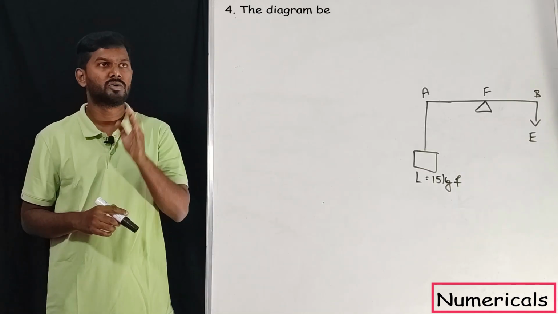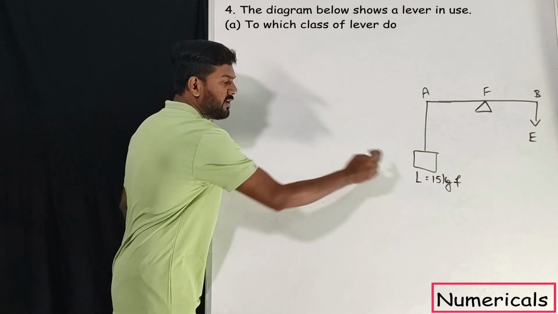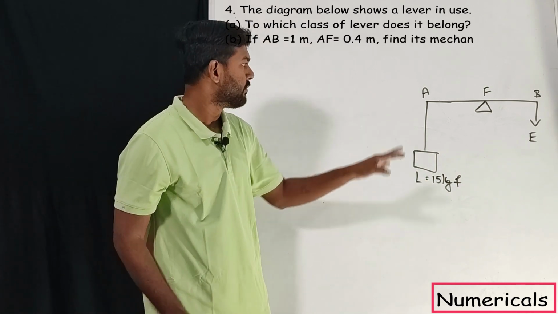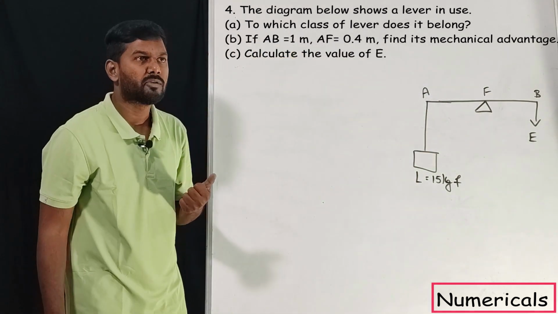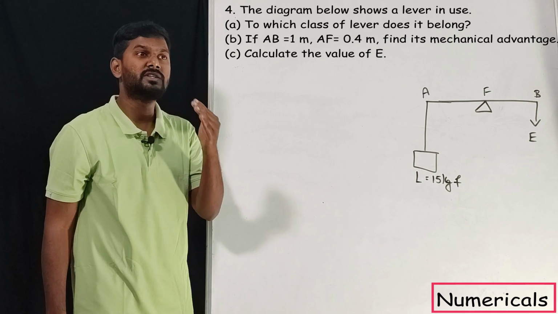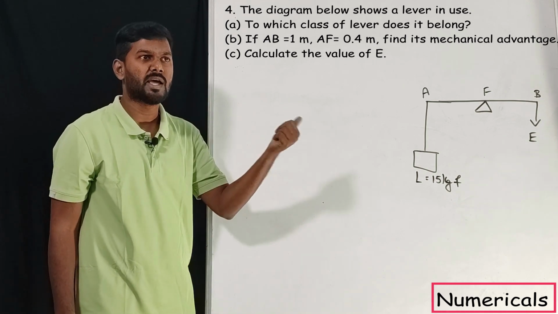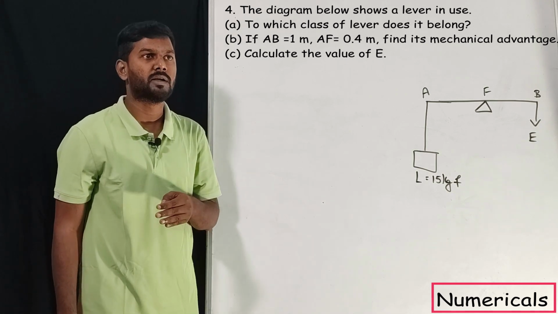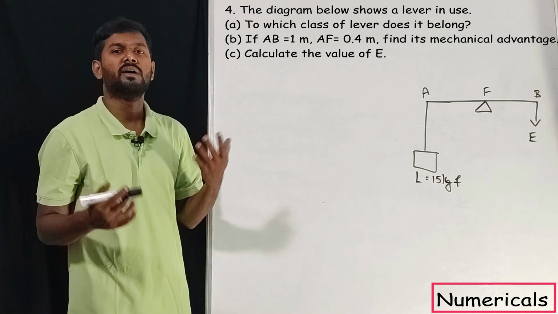Question number 4. The diagram below shows a lever in use. Here load is given as 15 kgf. 15 kgf is nothing but 15 kg. Then this is the fulcrum, that is the effort. Now what we have to find? First one, to which class of lever does it belong? Second one, if AB is given as 1 meter and AF is given as 0.4 meter, find its mechanical advantage. Third question, calculate the effort.